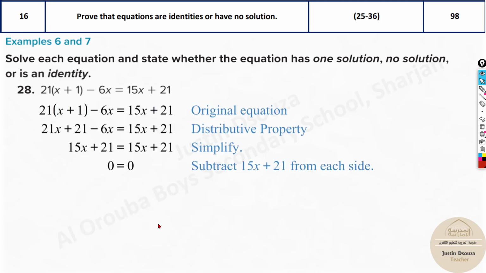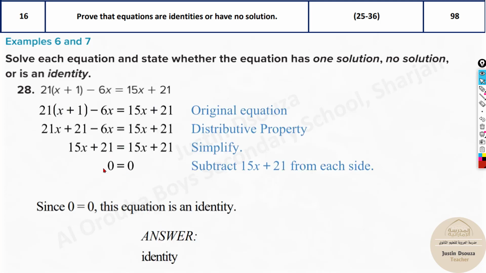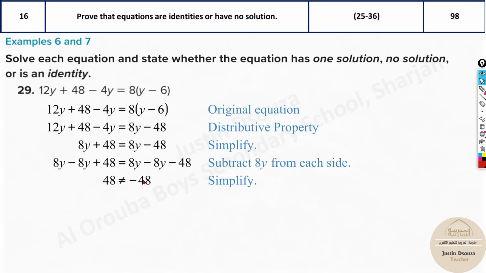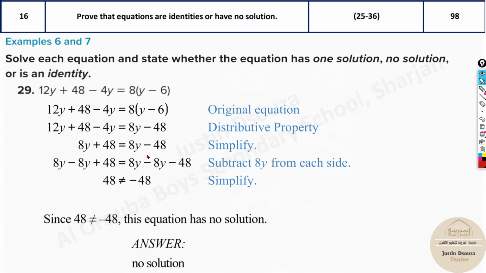All the solution is worked out over here. Whenever you get same answers equal to 0, 0 or 15, 15 or anything, it is equal to 21, 21 here. 15x and 15x cancels. In such cases, they're identities. If there is two different numbers like 48 minus 48, then they're not equal. That is no solution over here. Okay, so please be careful with this.